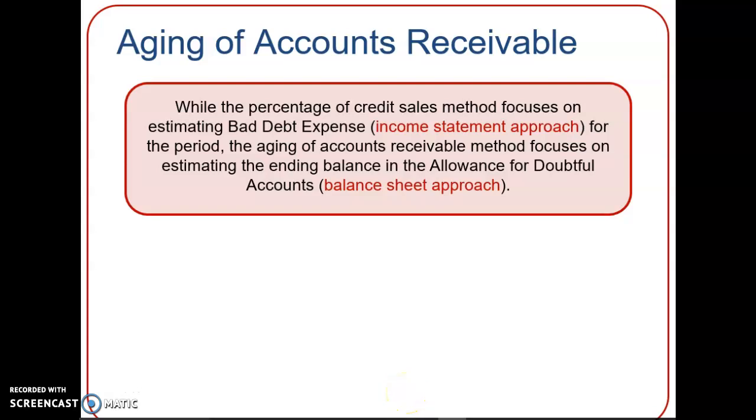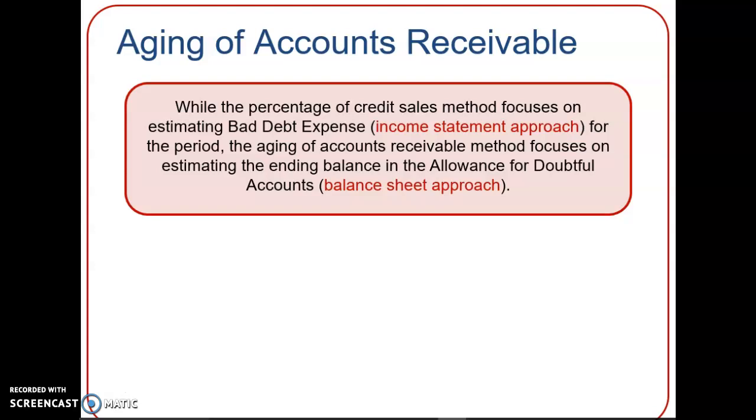All right, on part 3, we're going to continue to look at the second method, which is the aging of accounts receivable method to estimate bad debt expense. As we mentioned before, this is often called the balance sheet method because we're looking at it from the perspective of accounts receivable, which is a balance sheet account.